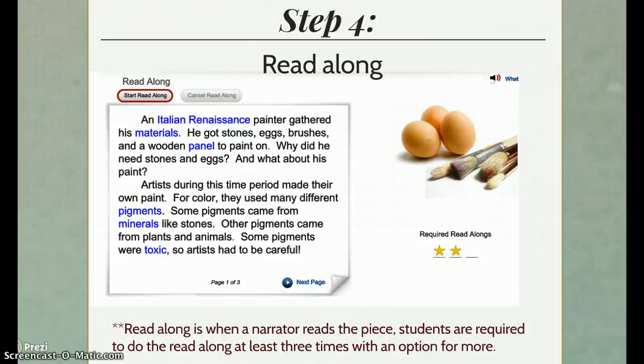Step four is the read along. So this is where the repeated reading part starts. In this part, there is a narrator that reads the piece, and the students are required to read along at least 3 times, which are tallied for them over here, but they are given the option to have it read to them more than 3 times. The vocabulary words, as you can see, are in blue, and as the narrator reads, the words that the narrator is reading appear in blue as well.